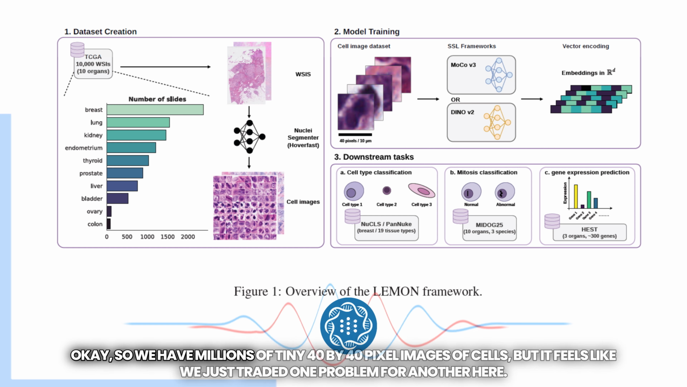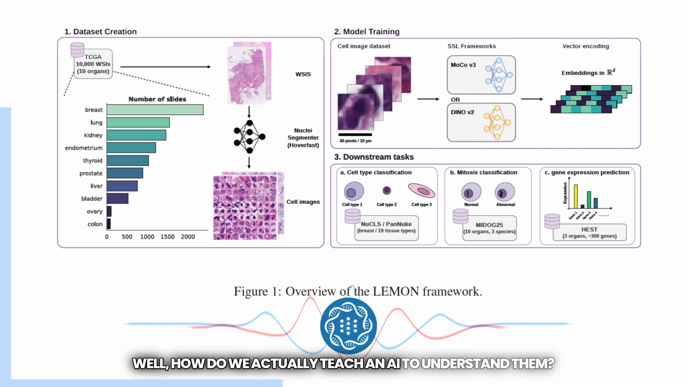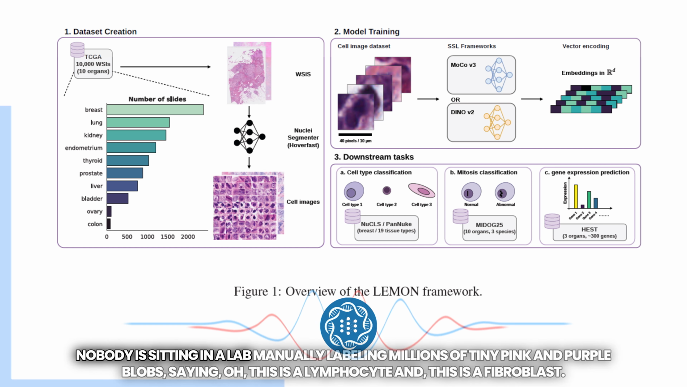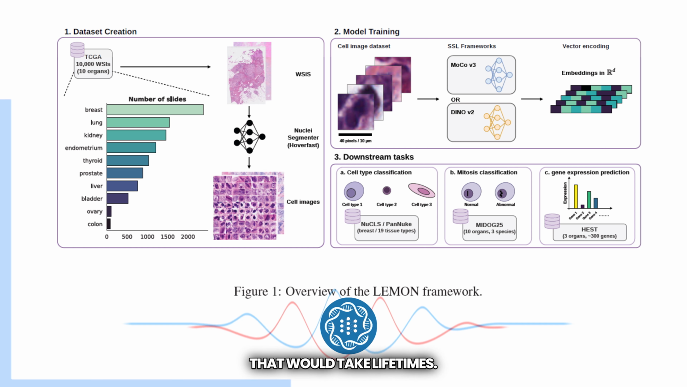Okay, so we have millions of tiny 40 by 40 pixel images of cells, but it feels like we just traded one problem for another here. How so? Well, how do we actually teach an AI to understand them? Nobody is sitting in a lab manually labeling millions of tiny pink and purple blobs saying, oh, this is a lymphocyte, and this is a fibroblast. Right, that would take lifetimes. How do they do it?